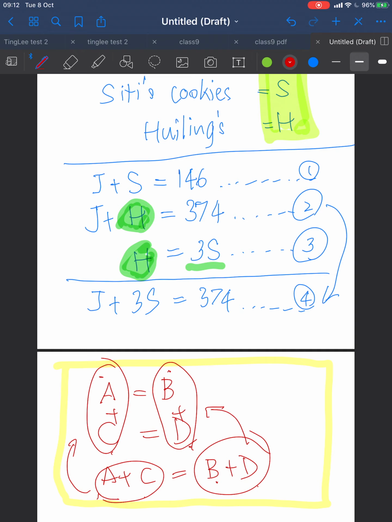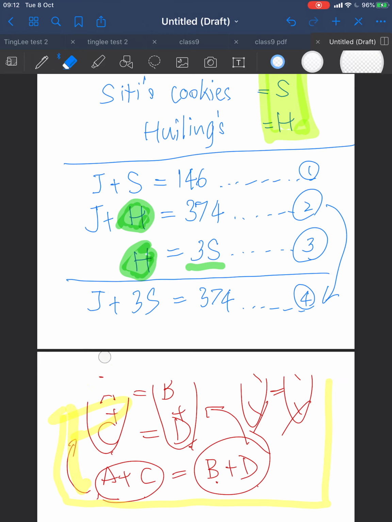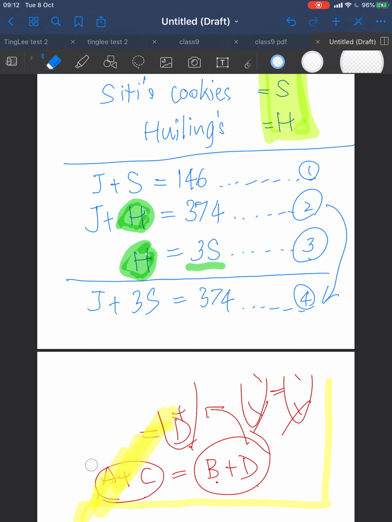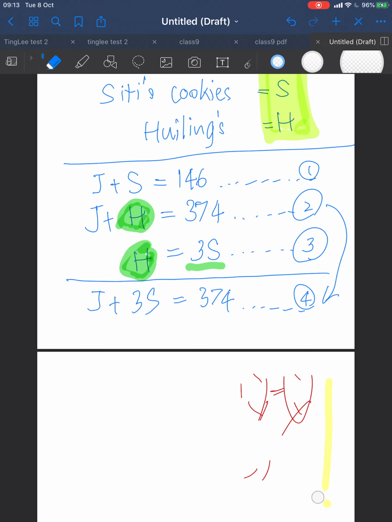If you have two things with the same value, and another two things with the same value, you can do whatever with each, and they are still equal. Okay, I remove this. Let's clear the board so we can continue with solving the equations.